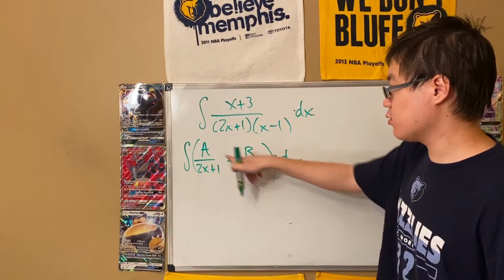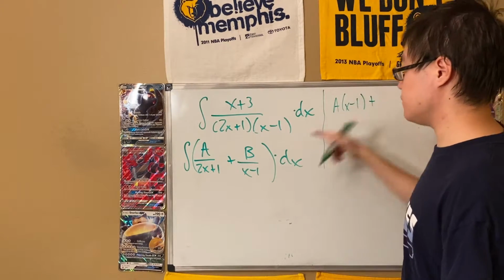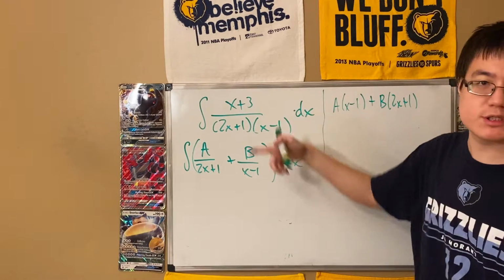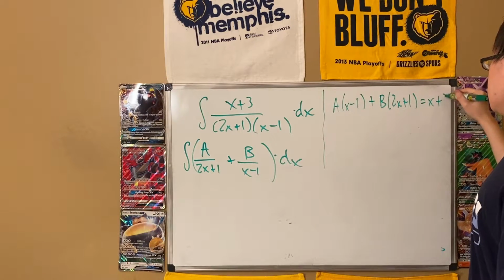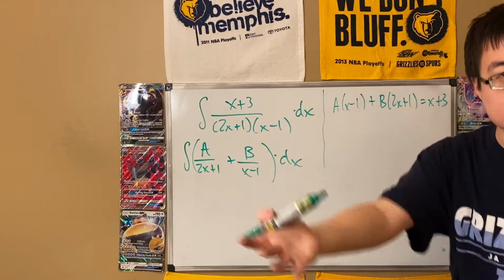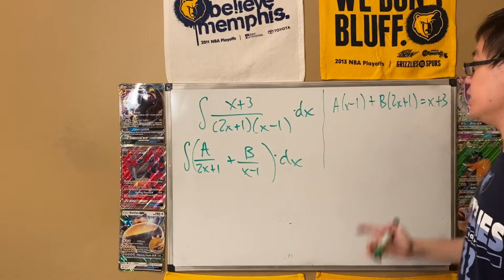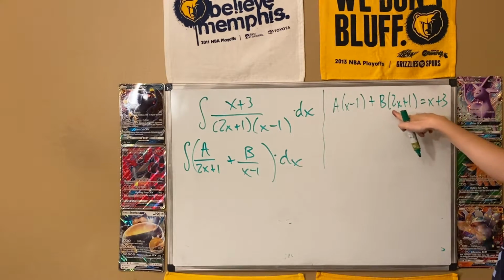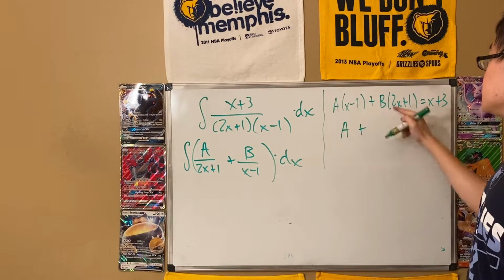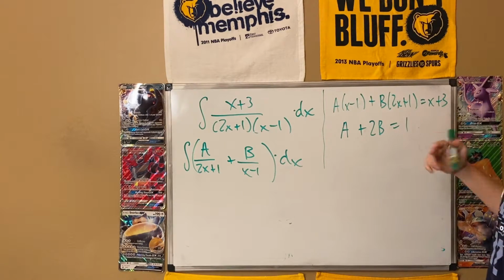So what we're going to do is cross multiply here. We're going to get a times x minus 1 plus b times 2x plus 1. And then you set it equal to the original, which is x plus 3. From here, hopefully you can see that there's going to be an x equation, which involves a and b's, and a not x equation, which also involves a and b's. So it's going to be ax plus 2bx is equal to x. So I think that's going to be a plus 2b, where I'm not going to write the x's anymore, equals 1. So this is my x equation.